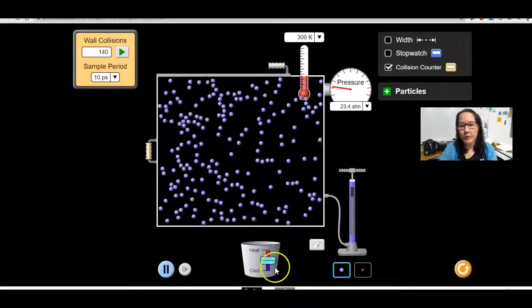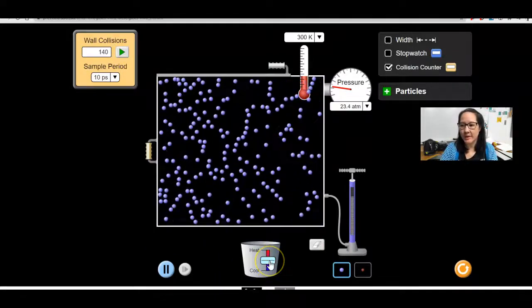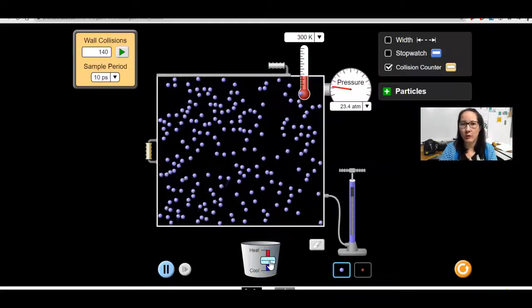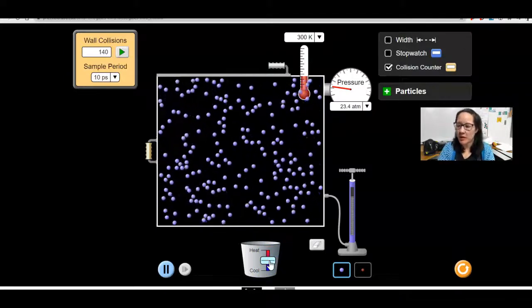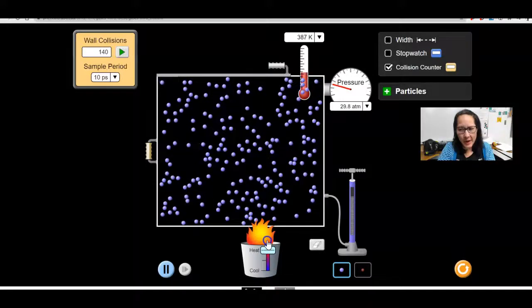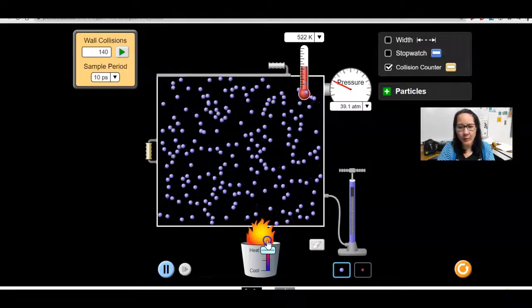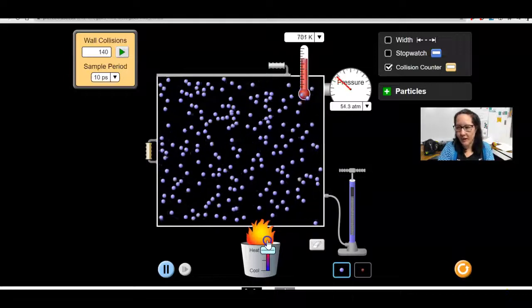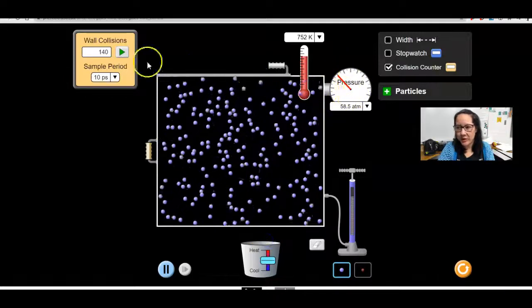For example, if we were to heat up the gas particles inside of this container, what would you expect? You would expect the particles to move faster, and if they're moving faster, then will they collide with the walls of the container more often? And we can see our pressure gauge is increasing.